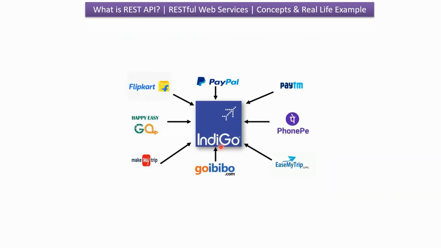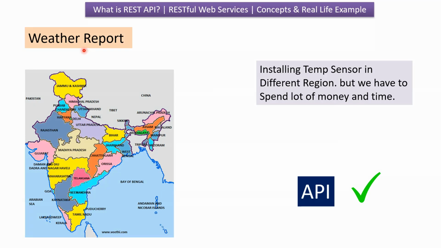Because of API, you can book an IndiGo flight ticket not only from their official website but also from PayPal, Paytm, GoIbibo, etc. Because using API, Paytm and PayPal can get flight details from the IndiGo server and display the price information and the availability, and from Paytm or PayPal, the user can book the tickets.